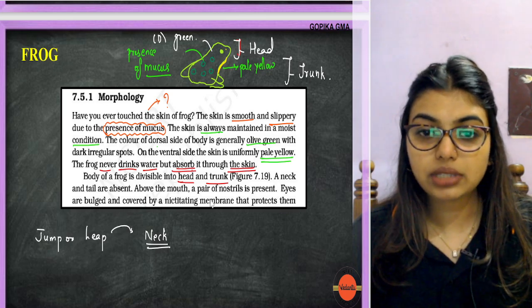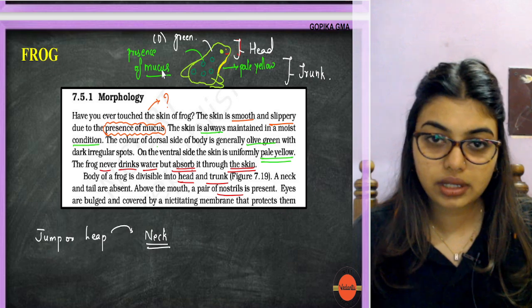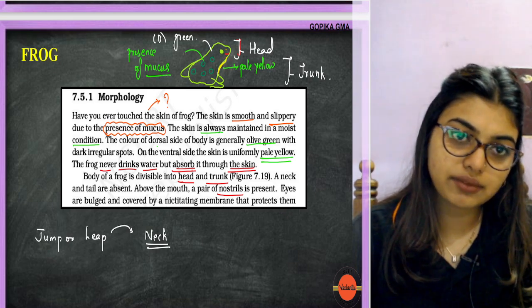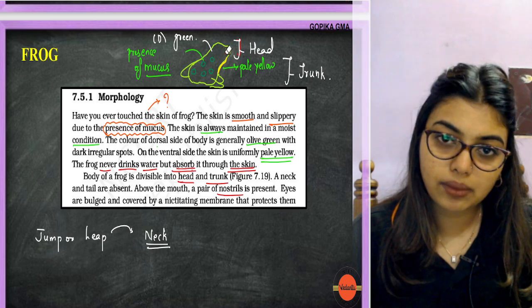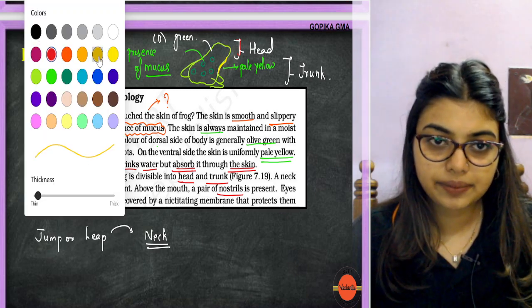Above the mouth a pair of nostrils are there. So students, let's say this is the mouth. This frog is very confusing, don't you think, guys? This tympanum looks very odd, like I've removed all of it. Now let's say these are the eyes, yellow color eyes.